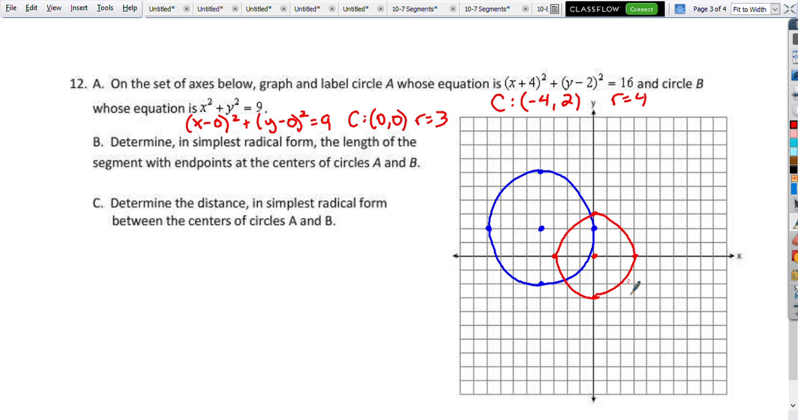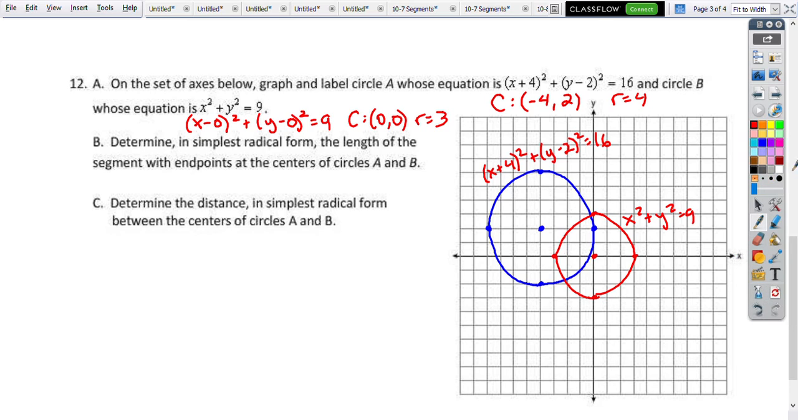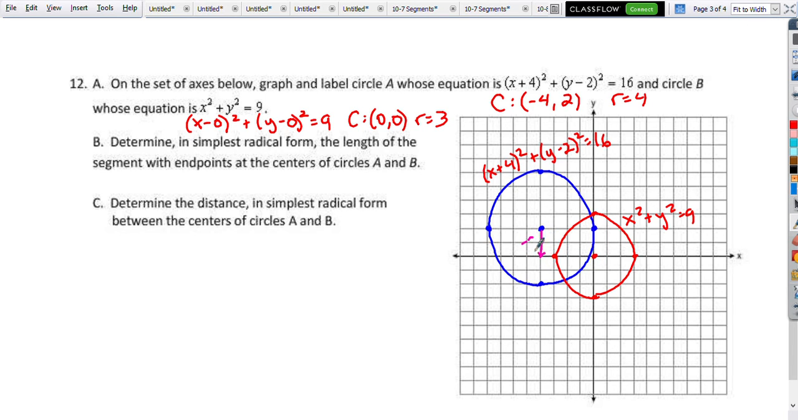All right? And then, because there's two graphs, I have to have the equation on here. So x plus 4 squared plus y minus 2 squared equals 16. And here's x squared plus y squared equals 9. I got my axes labeled. We're good to go. So we want to determine the distance between the two centers. So if you think about it, I have to go from this circle down 2 and then right 4, okay, to make that right triangle.